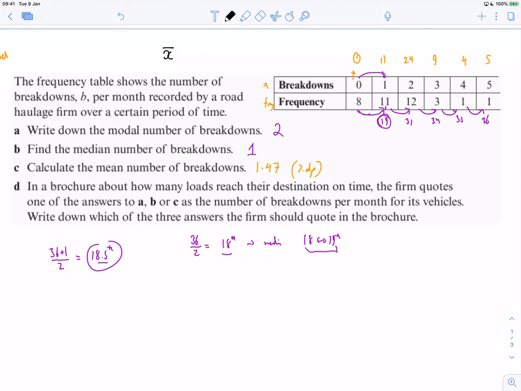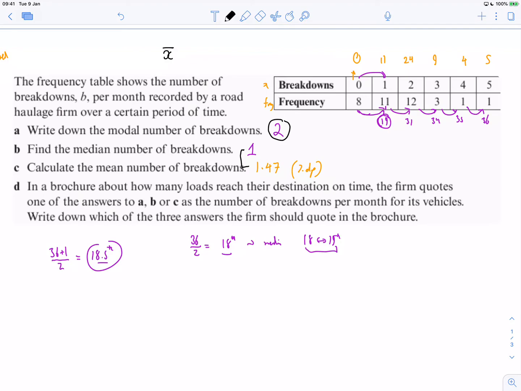So, which one of these is valid? Well, the mode is 2. That's what happens the most often. But in the context of the mean and median, 2 seems a little bit too high. Also, in the context of this, maybe a haulage firm doesn't want to use its largest value to represent how many times their lorries or their loads break down.